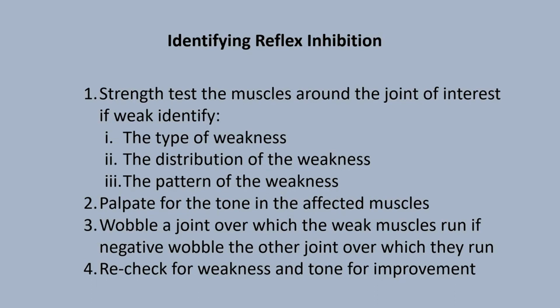Test the muscles around the joint of interest for breaking weakness, then test them for hypotonicity. Establish the distribution of the weakness and how it is patterned. These steps will establish the presence of reflex inhibition. You can then input proprioception by wobbling the putative joint, and if there is a partial or complete recovery, then you have confirmed the presence of reflex inhibition and also have a prognosis on how well you're going to do rehabilitating it. If wobbling the joint doesn't improve things, then wobble the other joint over which the weak muscles pass.